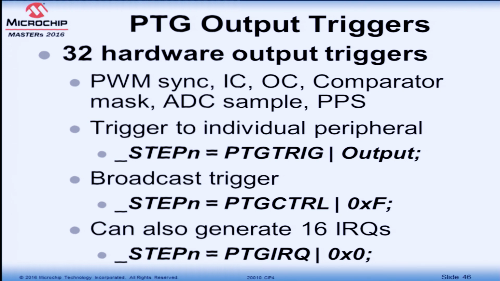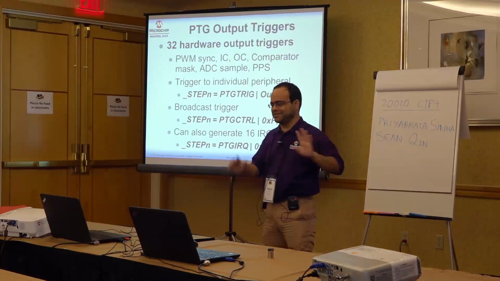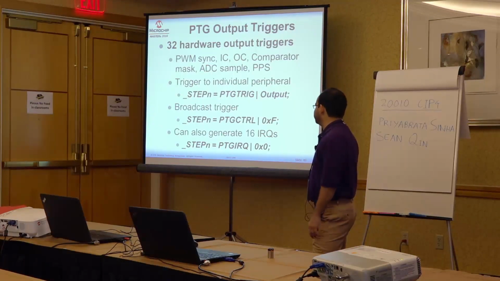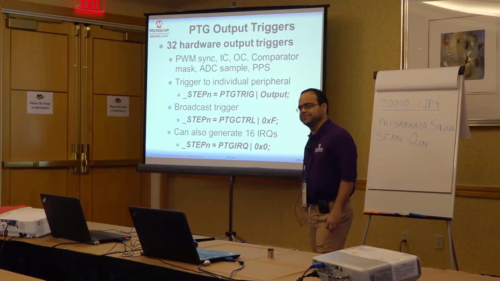ADC sample. This is basically a trigger that the PTG sends to the ADC, telling it to start sampling the next signal that is assigned to it. So, this would initiate the sampling and conversion sequence, and then the input trigger would happen when the ADC conversion results are ready. So, these two provide some kind of a polling mechanism without involving the CPU at all. So, that is what the command looks like. You have to specify which specific hardware output you are generating.